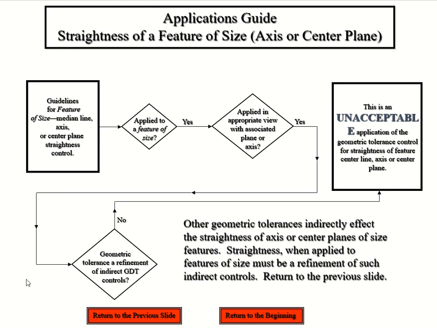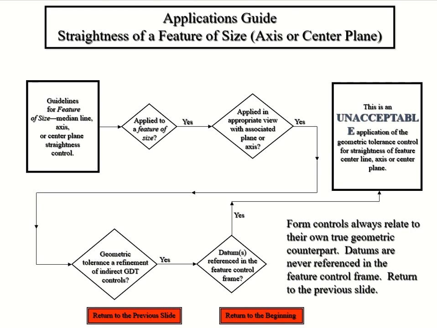Why? Because other geometric tolerances, you always have them in your parts. Of course, our example in the lecture doesn't have it, but outside you always have it. Other geometric tolerances indirectly affect the straightness of the axis or the center plane of your feature of size. So straightness, when you apply it to the axis or feature of size, must be a refinement of these indirect controls. So you have to say, oh, it's unacceptable, then correct it.